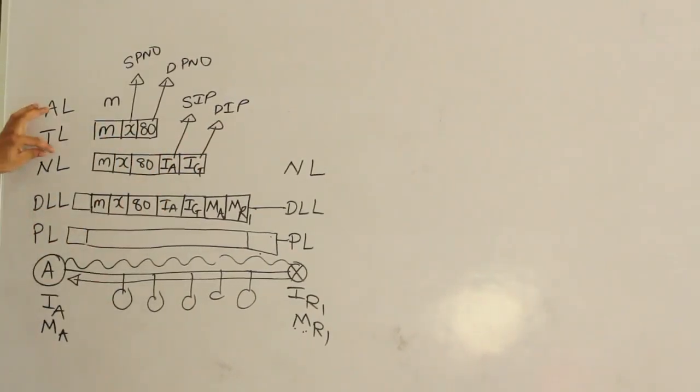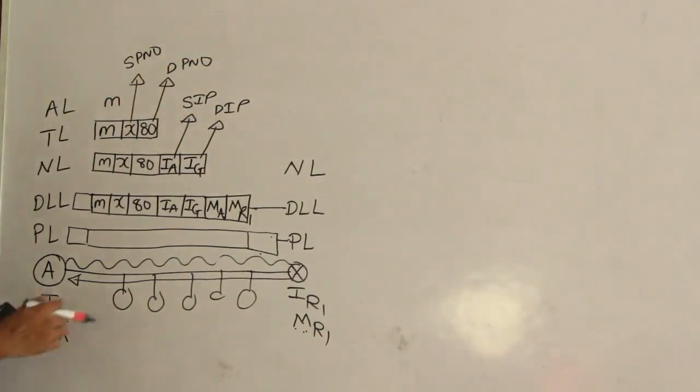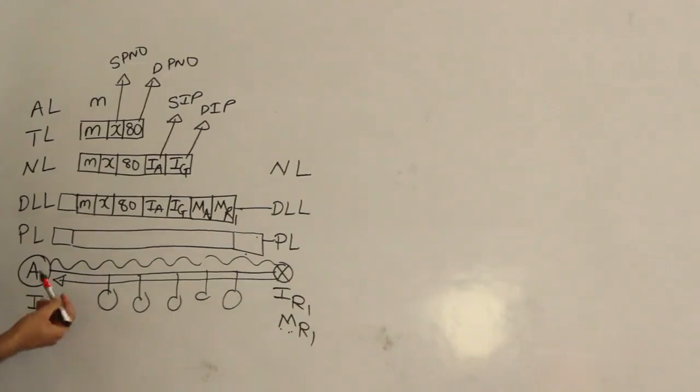And coming to the network layer, it is going to add the source IP address and destination IP address. And how do you know the destination IP address? By using DNS. DNS is going to tell you the destination IP address, right?